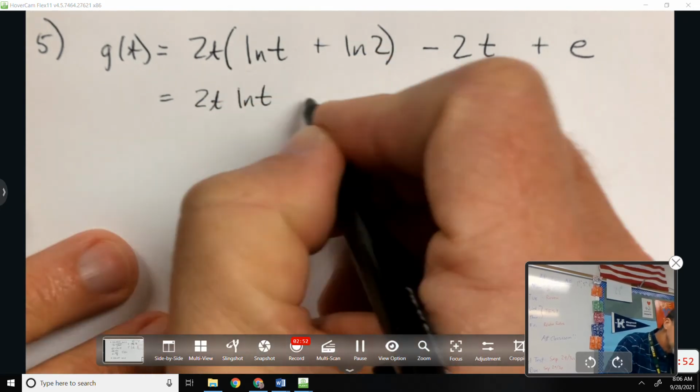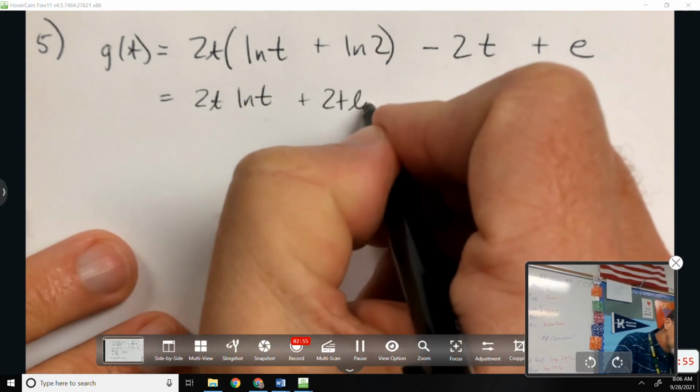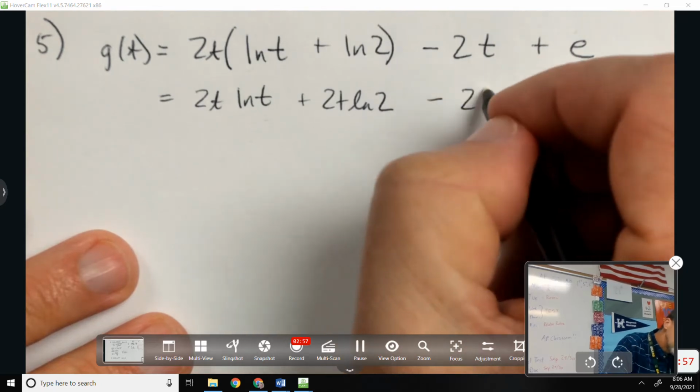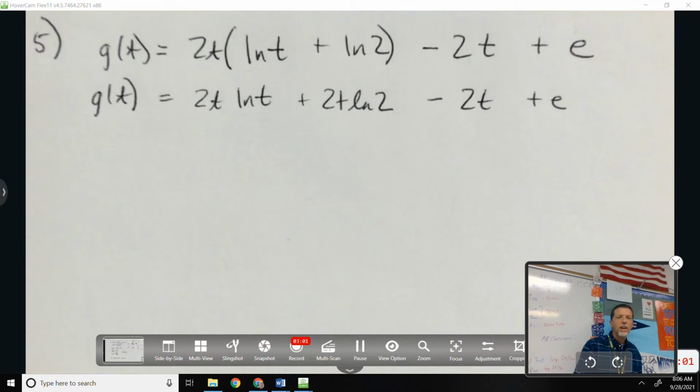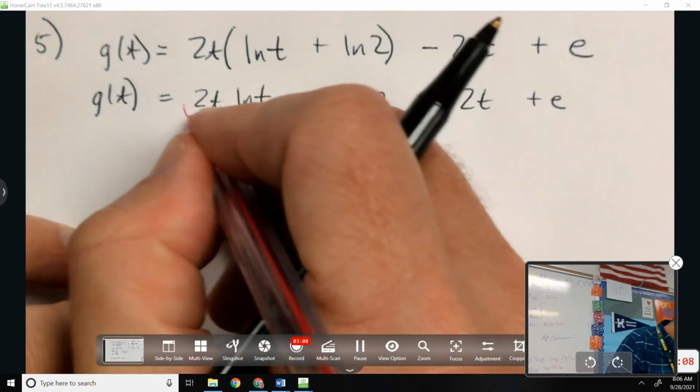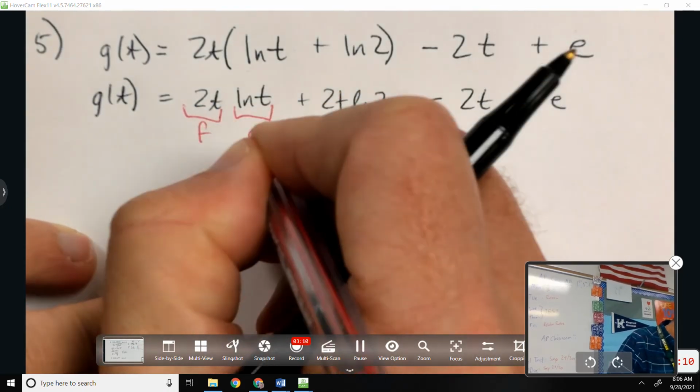2t natural log t plus 2t natural log 2 minus 2t plus e. So again, that's algebra, that's not calculus yet. So I didn't really get out of the product rule. I still have that for this piece.